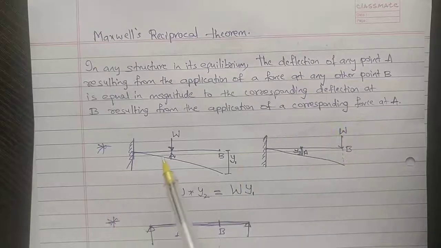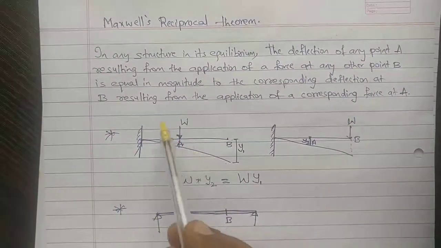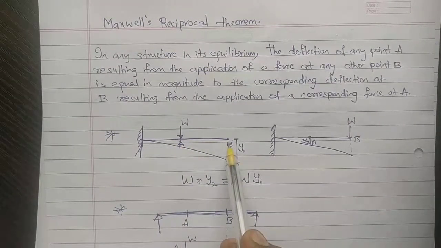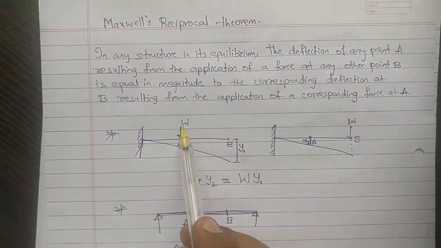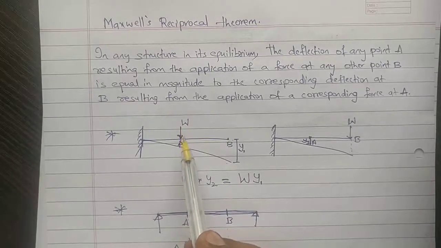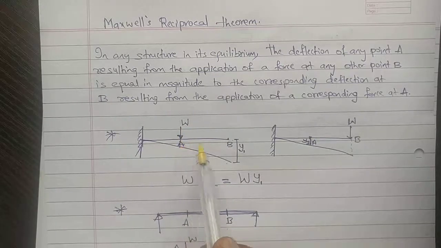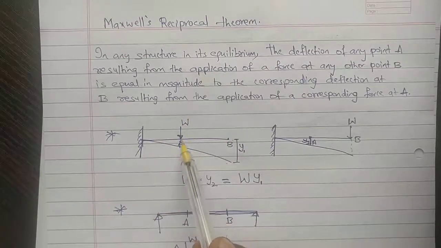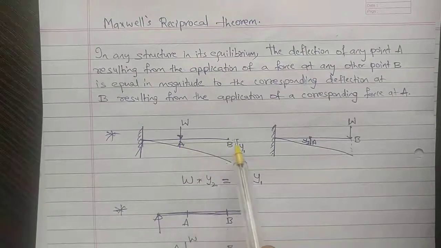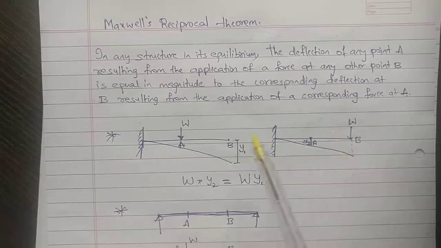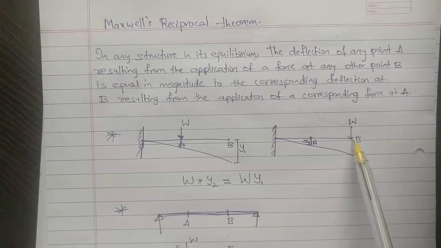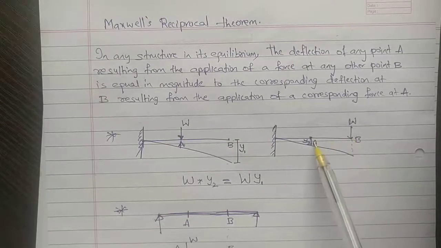To understand this, for any structure we have two points A and B. Now if you apply the load at A, you will have deflection at A and deflection at B. First we apply load at A and see what deflection happens at B. The second time, we apply the same load W at B, and we see what deflection happens at A.